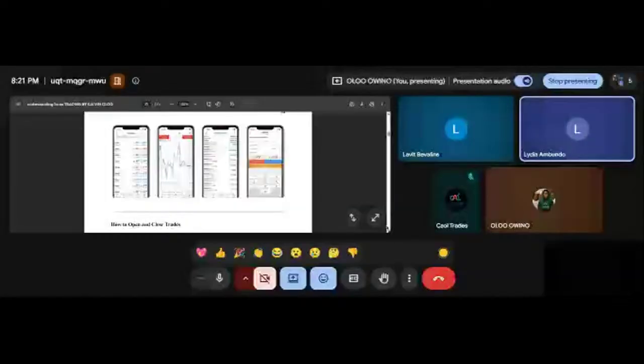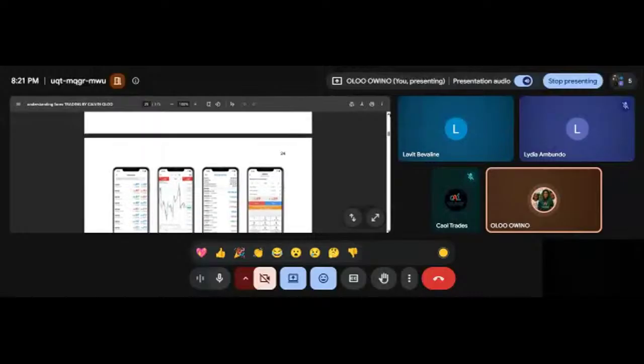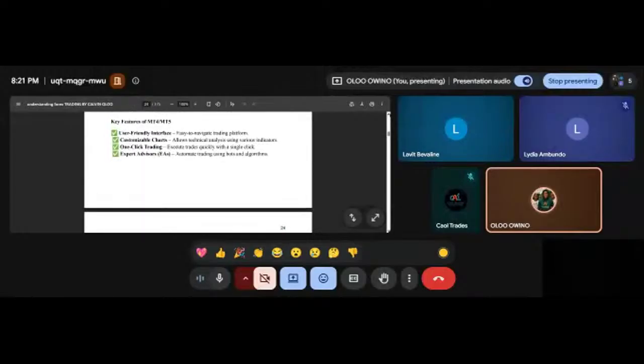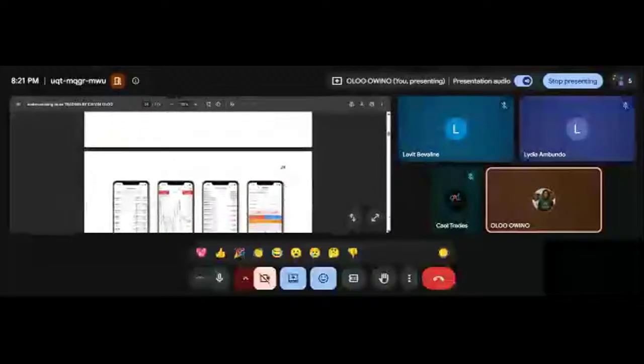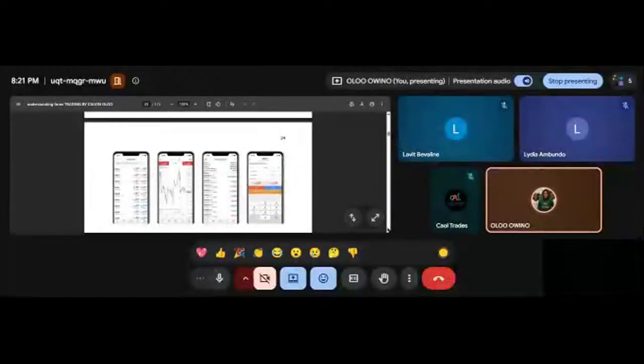Okay, I'll proceed. Now let's talk about the key features of MT4 and MT5. Both platforms have a user-friendly interface, which is easy to navigate. Customizable charts allow the use of various indicators. It has one-click trading, so you can execute trades quickly with a single click. It also allows the use of expert advisors. Isn't it what most mentors on TikTok call trading bots? Those are expert advisors. The picture in front of us is an example. That's MT5, not MT4.